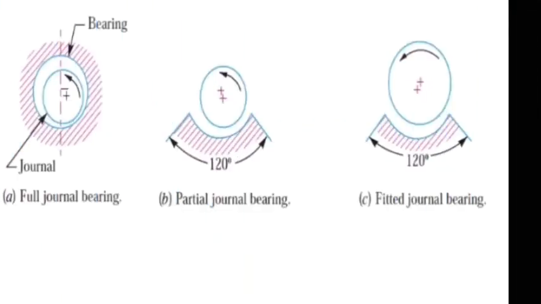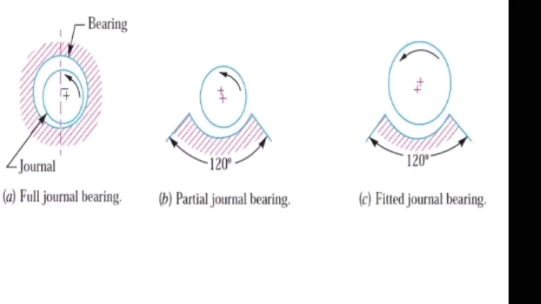The sliding contact bearings are generally classified into two types based on two considerations. First one is based on the sliding action between the journal and bearing, and another one is based on the thickness of lubricant. So these are the two considerations for the classification of sliding contact bearings. Let's start with the first one, based on the sliding action.